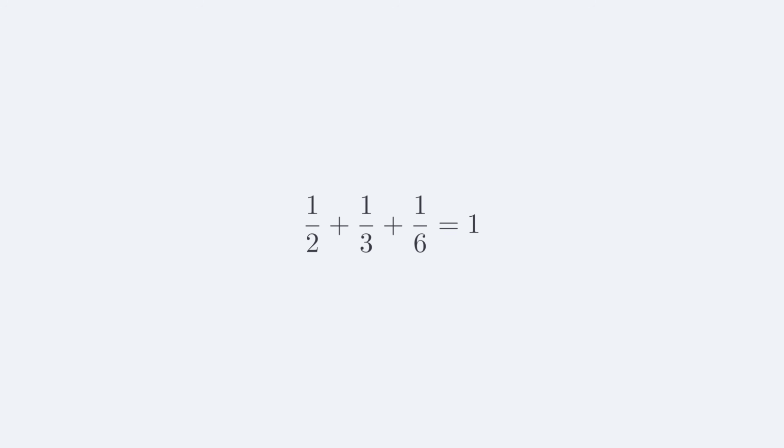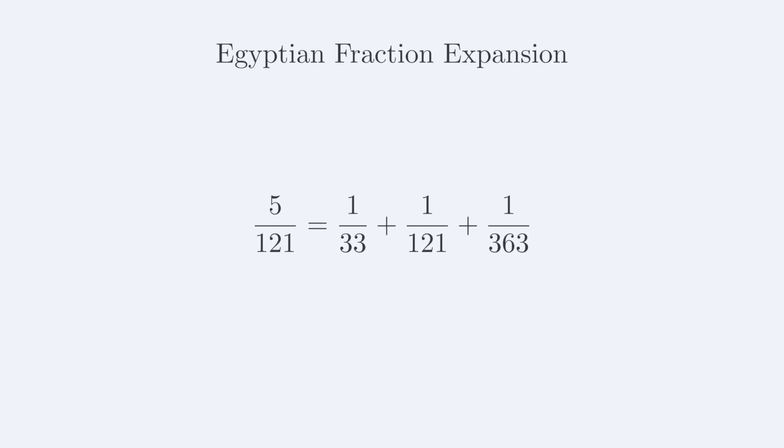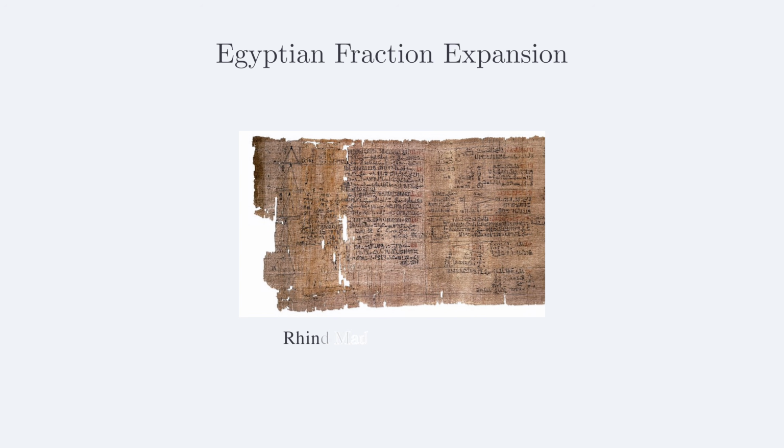Starting with this trivial example, let's explore one of the oldest open questions in mathematics. A unit fraction is a fraction whose numerator is 1. And if we can write a fraction as a sum of different unit fractions, then we say this fraction is an Egyptian fraction, and this process is called Egyptian fraction expansion. Ancient Egyptians were already doing this thousands of years ago, therefore the name.